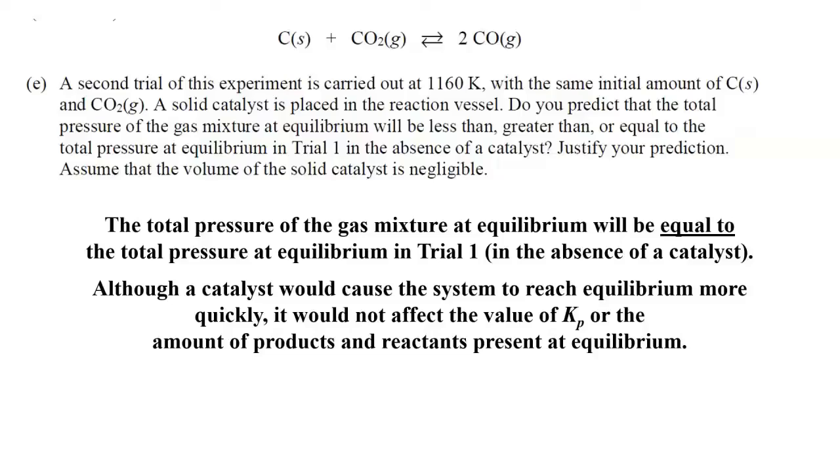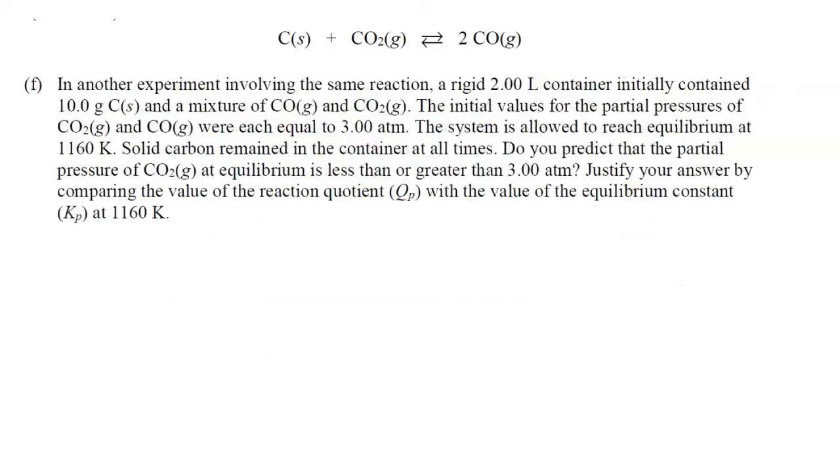Okay, now let's move on to part F of this question. In another experiment involving the same reaction, a rigid 2.00 liter container initially contained 10 grams of solid carbon and a mixture of both carbon monoxide and carbon dioxide. The initial values for the partial pressures of the gases were each equal to 3.00 atmospheres. The system is allowed to reach equilibrium at 1160 kelvins. Solid carbon remained in the container at all times.